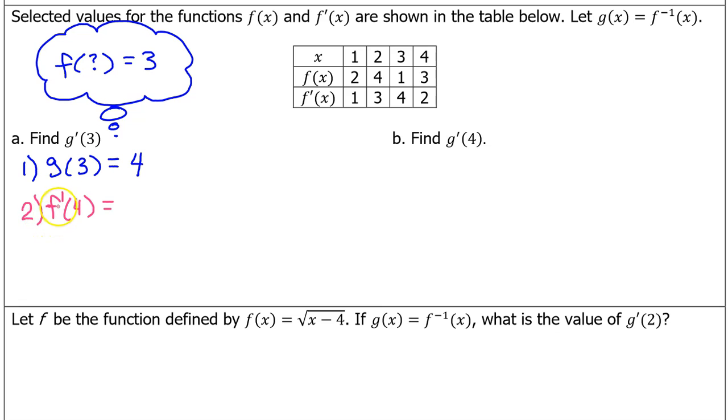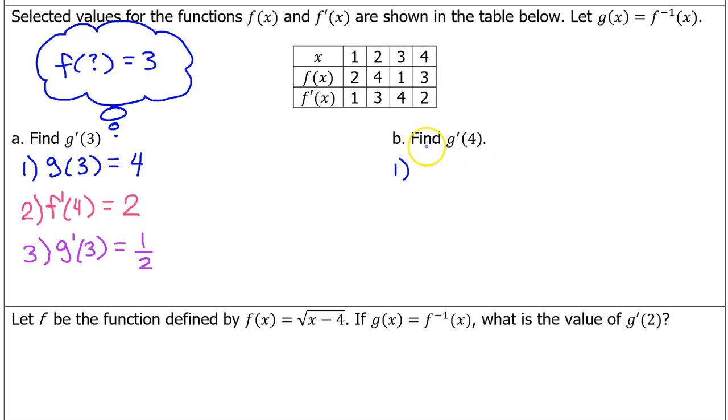Step 2 is to do f prime at the value you just found in step 1. According to the table, f prime at 4 is 2. So that's it for step 2. For step 3, you write the final answer. G prime at 3 is simply the reciprocal of your answer from step 2. So that's the three-step process for finding the derivative of an inverse at a point.